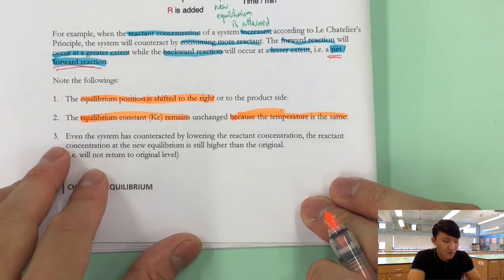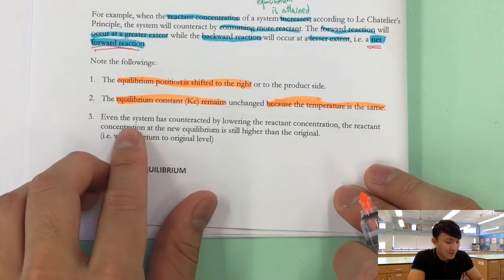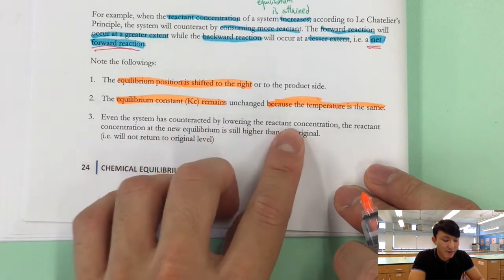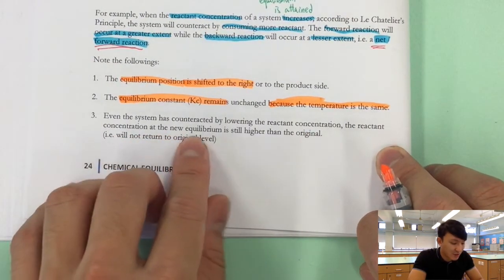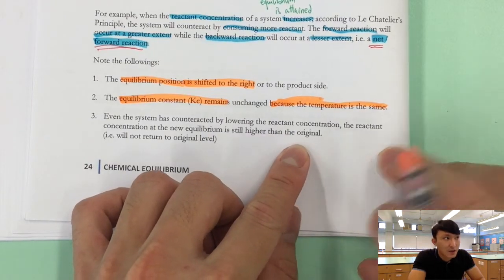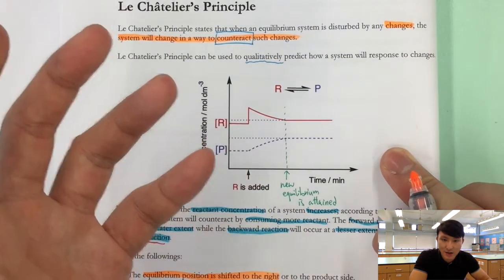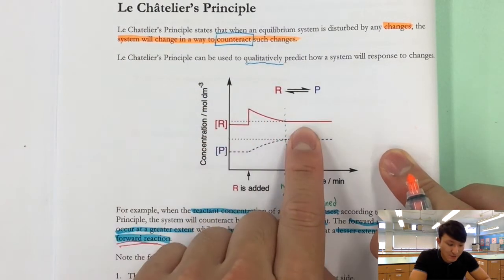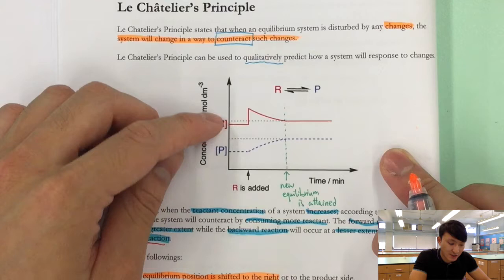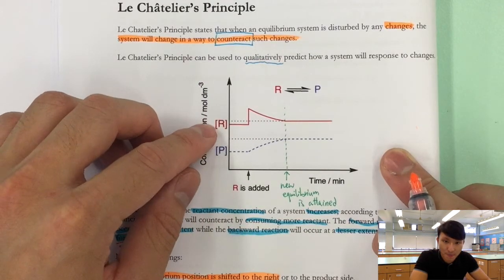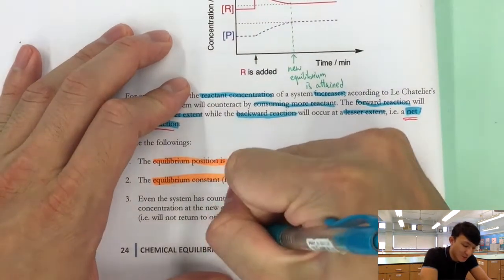All right. Now, the third one you may also need to pay attention to. Even though the system has counteracted by lowering the reactant concentration, the reactant concentration at the new equilibrium is still higher than the original. Now let's have a look back at the graph here. Even though the system has tried its best to lower the reactant concentration, when you look at the new equilibrium and extrapolate backward, you see the reactant concentration is still higher than the original. Now, very often I would describe this as what's done is done.